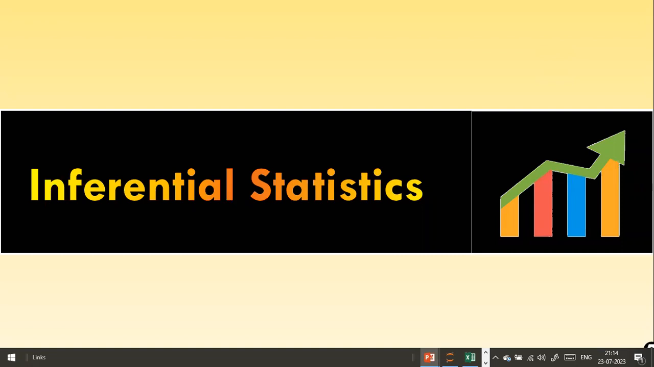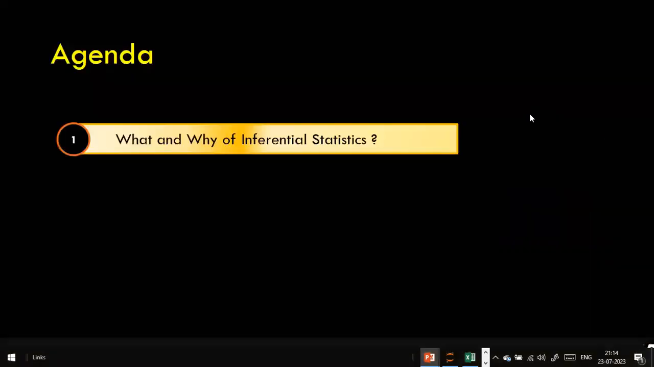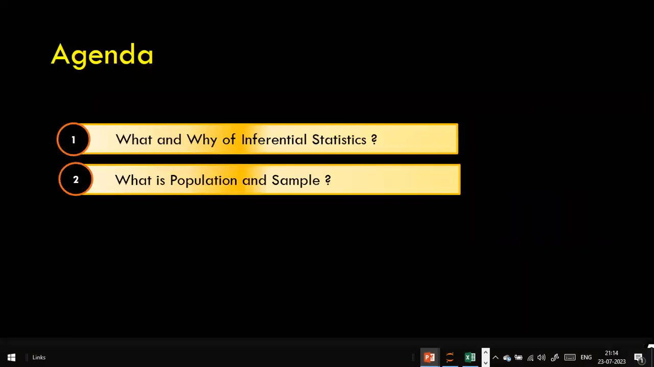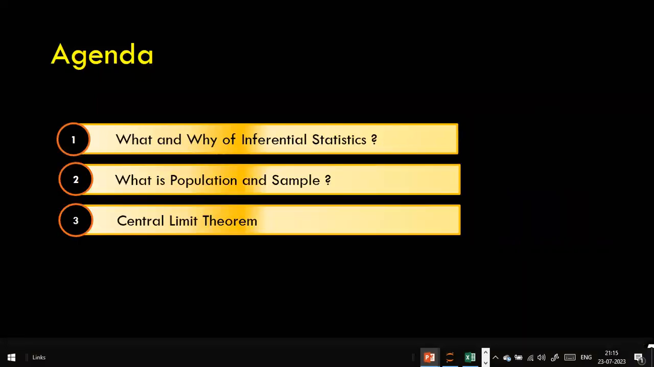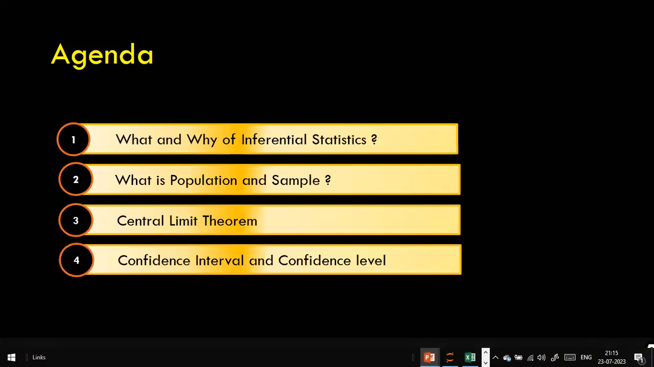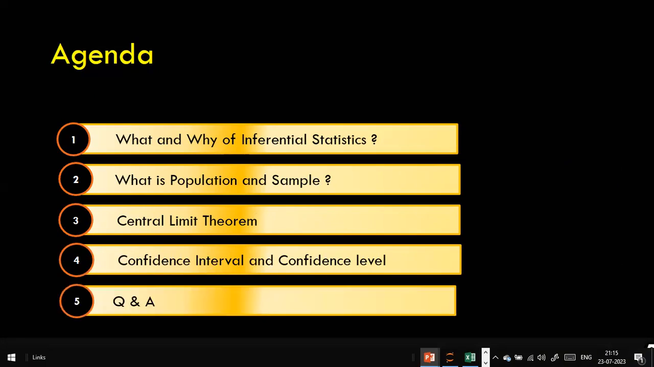Okay, let us move ahead on inferential statistics today. I'll cover some essential concepts that form the backbone of inferential statistics. By the end of this session, you will understand the what and why of inferential statistics, and what is population and sample, sampling distribution, central limit theorem, confidence interval and confidence level, and so on. So let's get started.